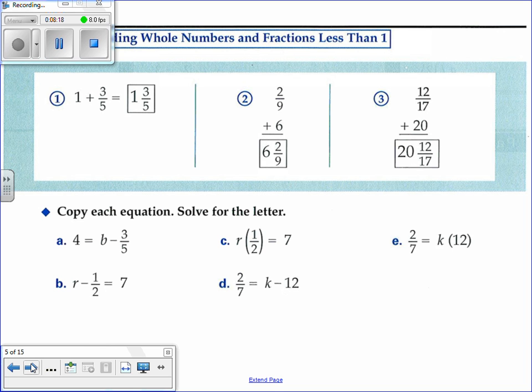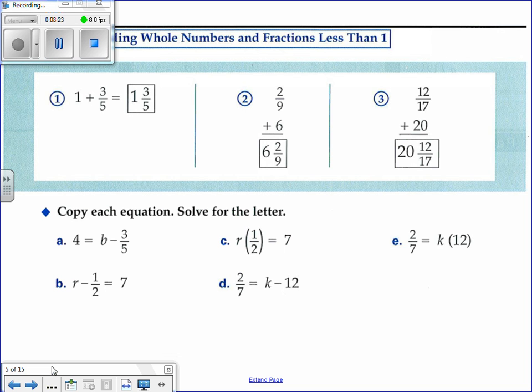All right, part 5 of your test is solving some equations. These are some one-step problems here. So I'm just going to rewrite problem A down here: 4 equals B minus 3/5.